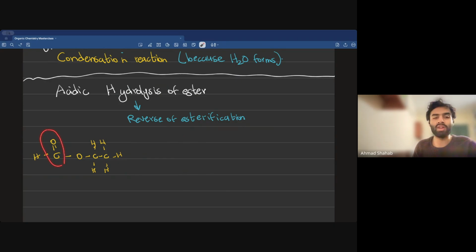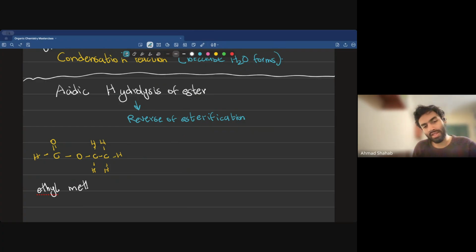What this means is that it must have come from a carboxylic acid which had only one carbon, and that carboxylic acid must be known as methanoic acid. So again, the name of this compound must be ethyl, because it came from ethanol, and methanoate, because it came from methanoic acid. Ethyl methanoate. Now we add water to it.